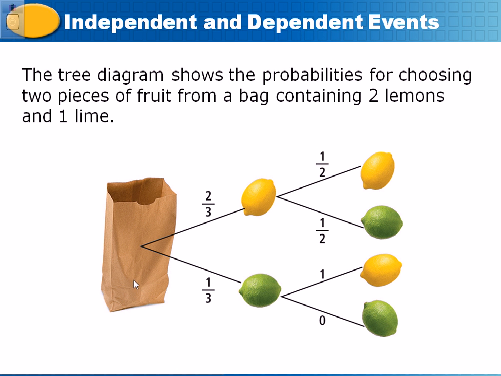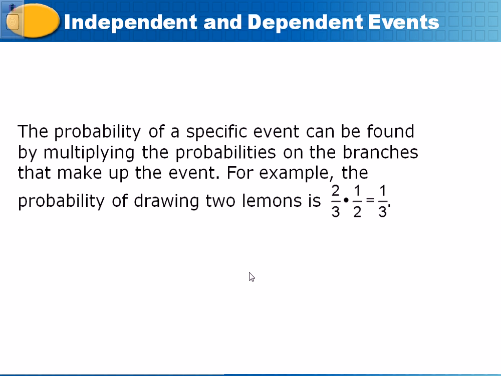If we created a tree diagram, here's our bag. And since we have 2 lemons and a lime, on our first draw, the probability of getting a lemon is 2 out of 3. But a lime is 1 out of 3.